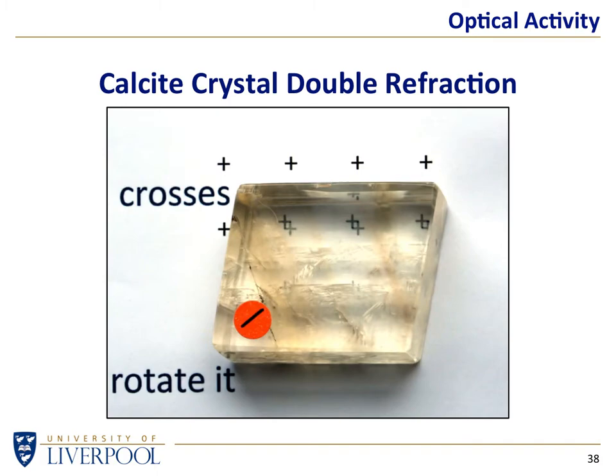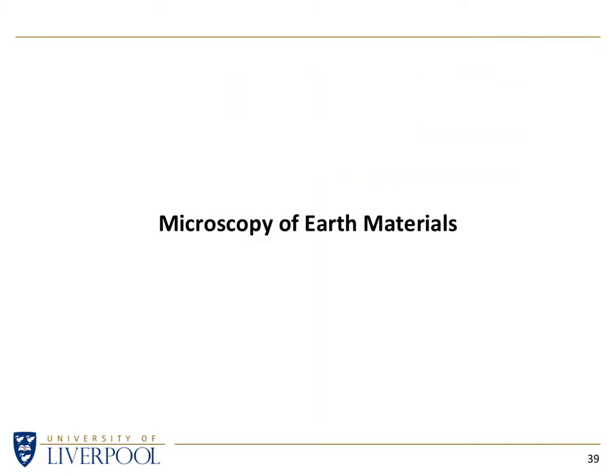Those two images are different polarizations. So I brought along a piece of calcite and a polarizing filter. So if you look through the polarizing filter at the crosses, you will see something interesting, which I will wait until the actual demonstration itself to demonstrate. So that's how microscopes work.